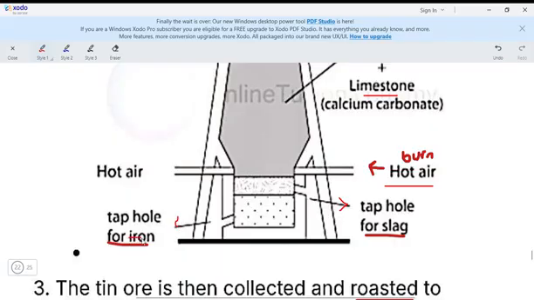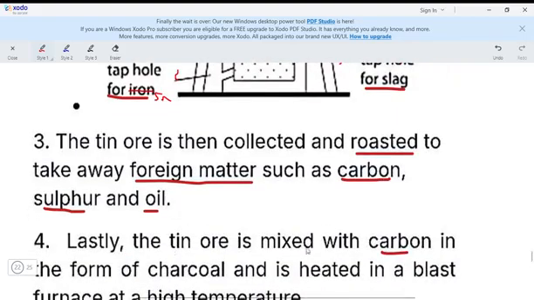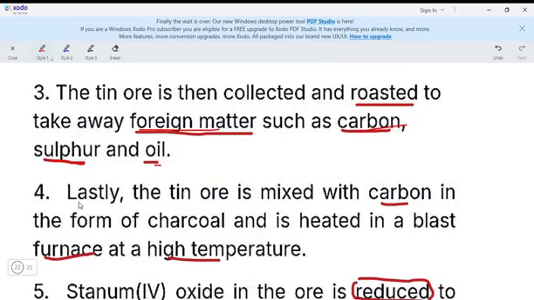So this iron that is here is actually a mistake, so it should be tin, so it will be collected there. Tin ore is then collected and roasted to take away foreign matter such as carbon. So carbon is foreign, sulfur is foreign, oil is foreign. So those carbon, they go out in form of gas when it's added to oxygen. Sulfur also goes out in form of gas when it goes with oxygen.